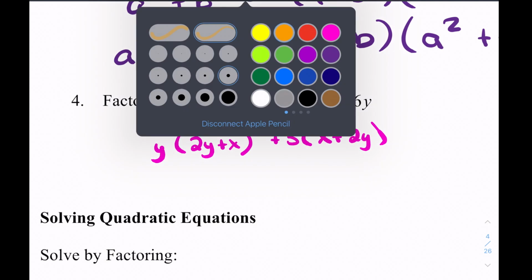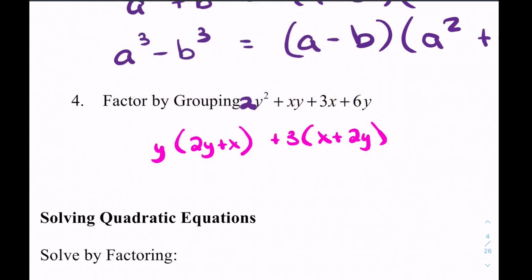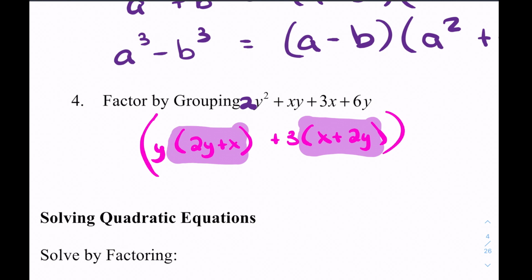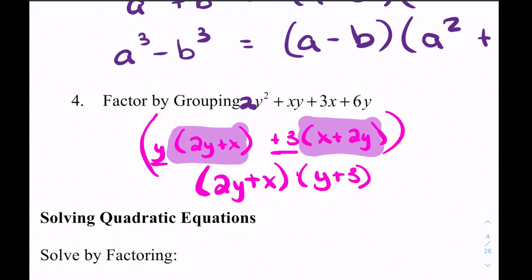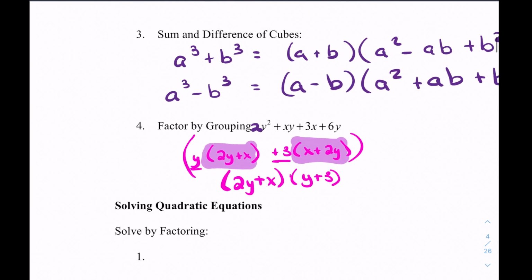Now the trick with these is that once we see we have our GCF from those two terms, these two are the GCF between these two terms. So I pull out the 2y plus x, and what I'm left with is the y and the positive 3. And that is factoring by grouping.